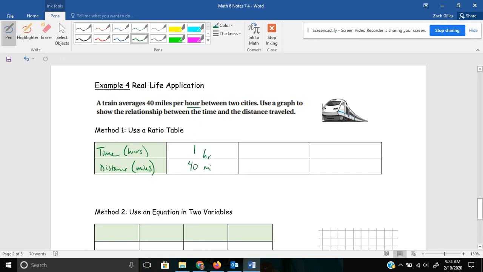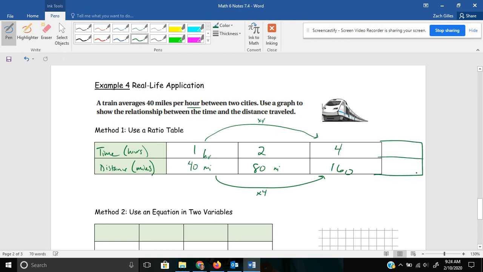Well, let's think about in 2 hours. How far has it gone? Well, times by 2 would give us 80 miles. All right. You can keep going with that. You can plug in different points here. Okay, let's say 4 hours. Well, from 1 to 4, I multiply by 4. So to keep this ratio equivalent, I'll multiply by 4 on bottom. That would give me 160.